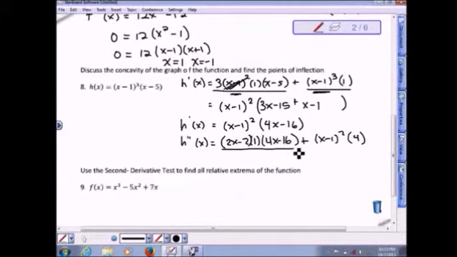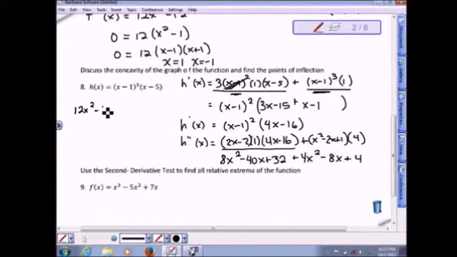Now if we multiply these two together, we're going to get 8x squared minus 40x plus 32. Now if we multiply these two together, first of all, x minus 1 to the second power is x squared minus 2x plus 1. We multiply that by 4, we get 4x squared minus 8x plus 4. Combining all the like terms, we're now going to have 12x squared minus 48x plus 36. This is the second derivative of h.